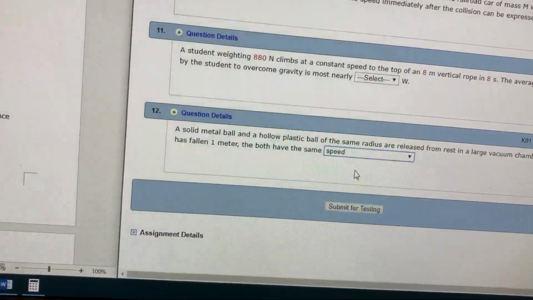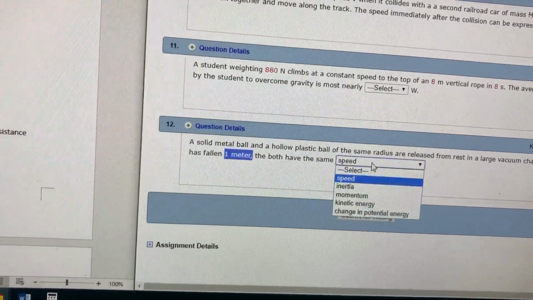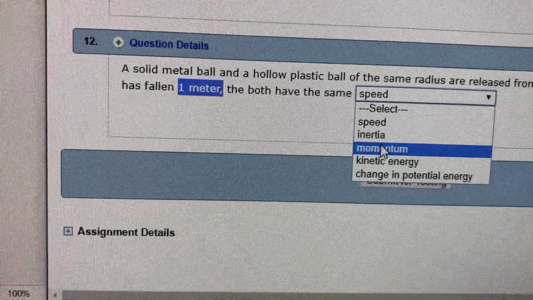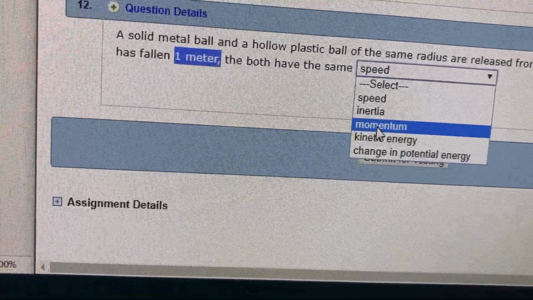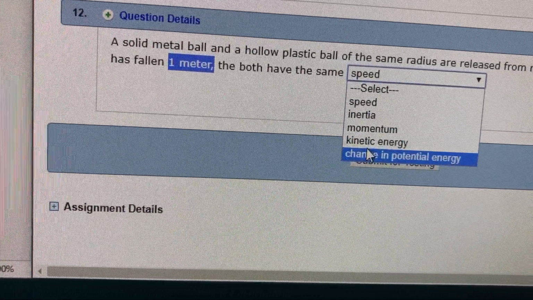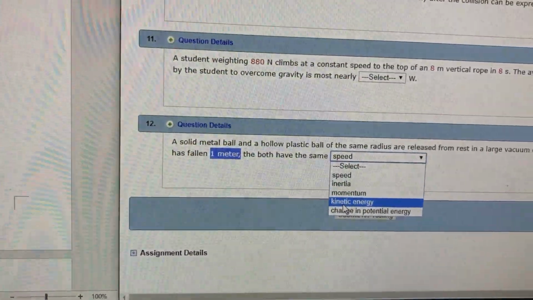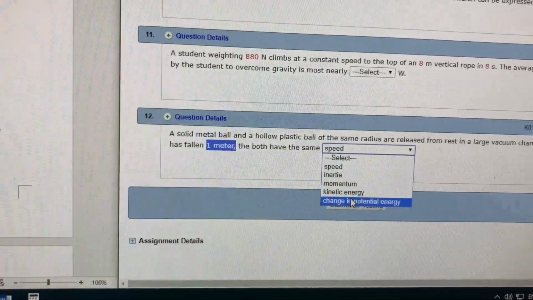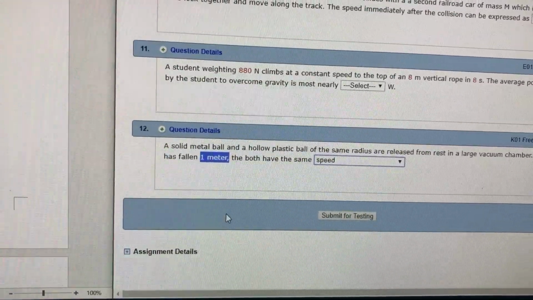So they're going to have the same speed because they both fell the same distance. It's not inertia because the heavier ball has more inertia. It's not momentum because momentum is mv and the heavier ball has more mass. It's not kinetic energy because kinetic energy is 1/2 mv squared and the heavier ball has more mass. And it's not potential energy because potential energy is mgh, and again, the heavier ball has more mass. So the best answer there is speed.